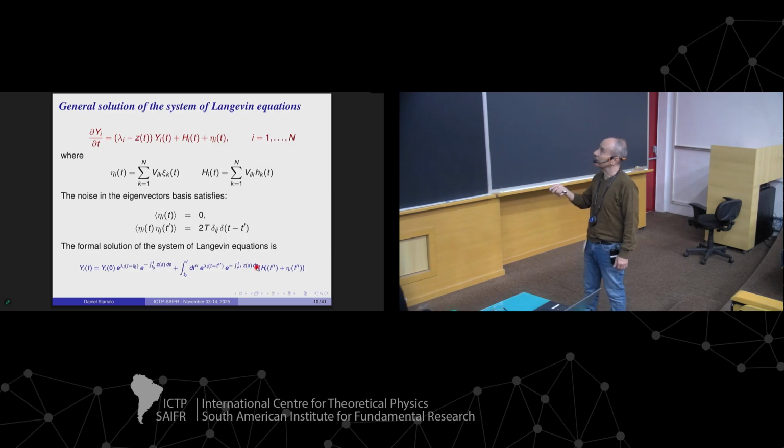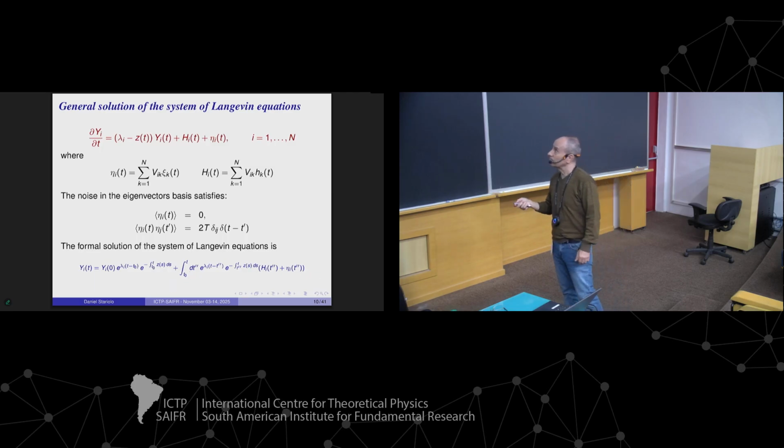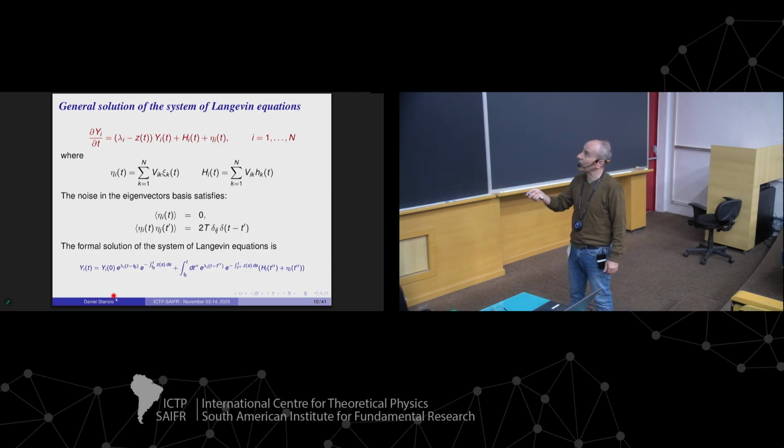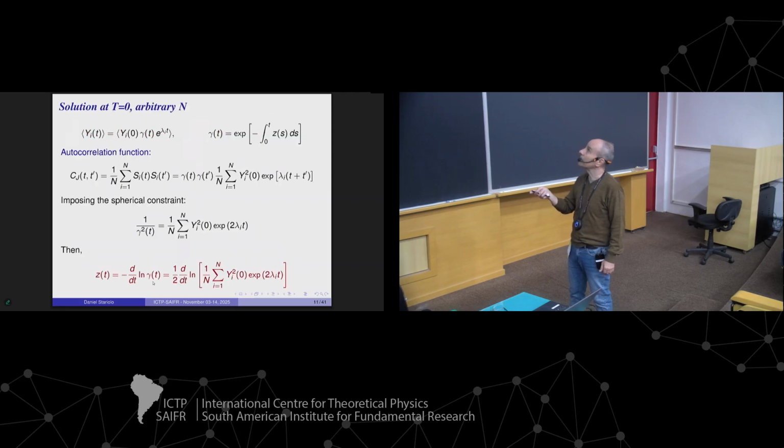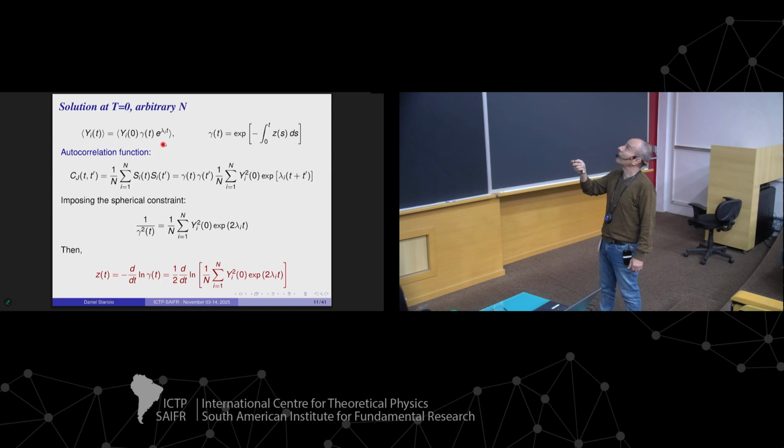So this integral disappears, and we have to compute the average value of the first term. So this is the first equation there, where gamma is the exponential of this integral of the Lagrange multiplier that we will be determining in a minute self-consistently. So in order to fix the Lagrange multiplier, we define the two times autocorrelation function, defined in this way.